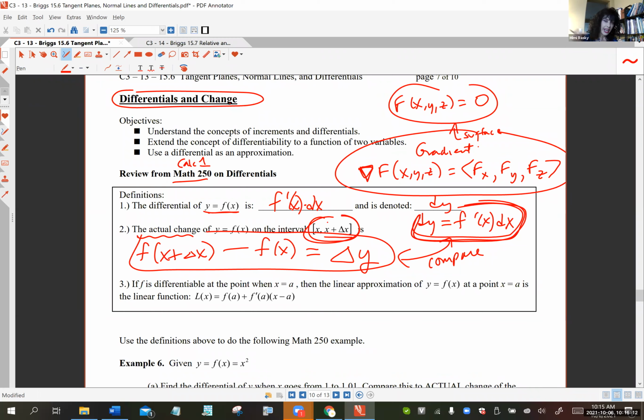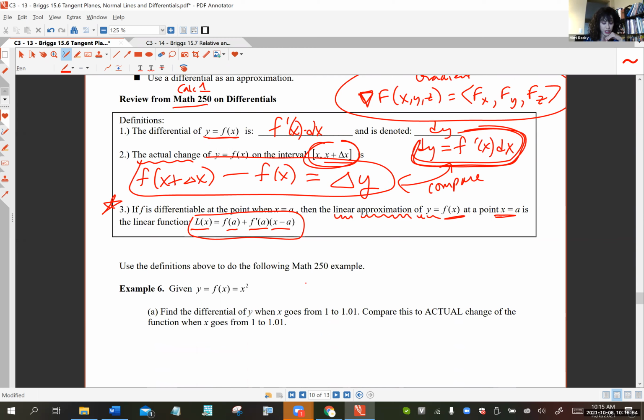You want to use the differential on somewhat of a small interval, x to x plus delta x being small. Okay, now the last number 3 here for this definition: if your function f is differentiable at a point x equals a, then the linear approximation of y equals f of x at the point x equals a is this equation. L of x, where L stands for linear approximation function, is equal to the function evaluated at a plus the derivative at a times the quantity x minus a. Now, if you're wondering where the heck did they get that, and I don't remember seeing this in my Calc 1 class, yeah, you did. Let me remind you real quick.